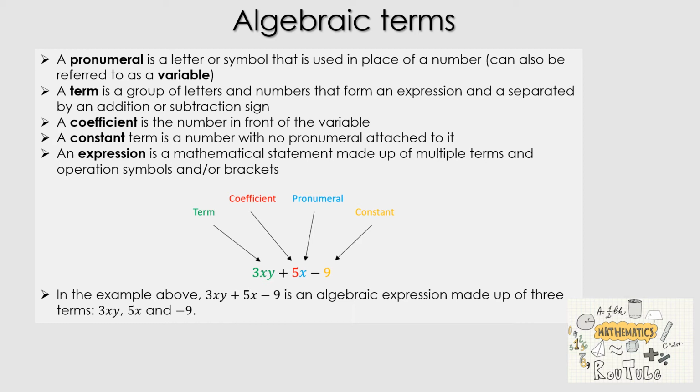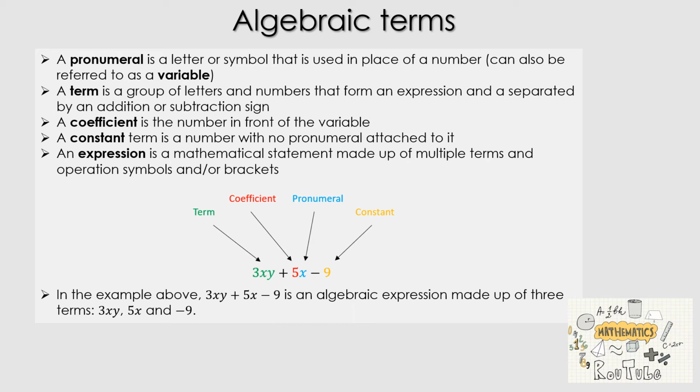And an algebraic expression. So an expression is a mathematical statement made up of multiple terms, okay, or it could be a singular one, and has operational symbols, so either addition or subtraction, or multiplication and division, and potentially even brackets. Now we won't get to brackets today, but as you can see there, we've got this algebraic expression. So the whole expression is 3xy plus 5x minus 9. Okay, so that whole mathematical statement is what we call an algebraic expression.